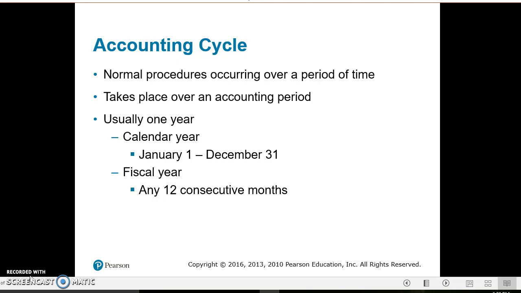This is where it takes place. Everything takes place over our accounting period. We have our normal procedures that we do and all those kind of things. And then we usually do our end of the year reports at the end of that fiscal period.